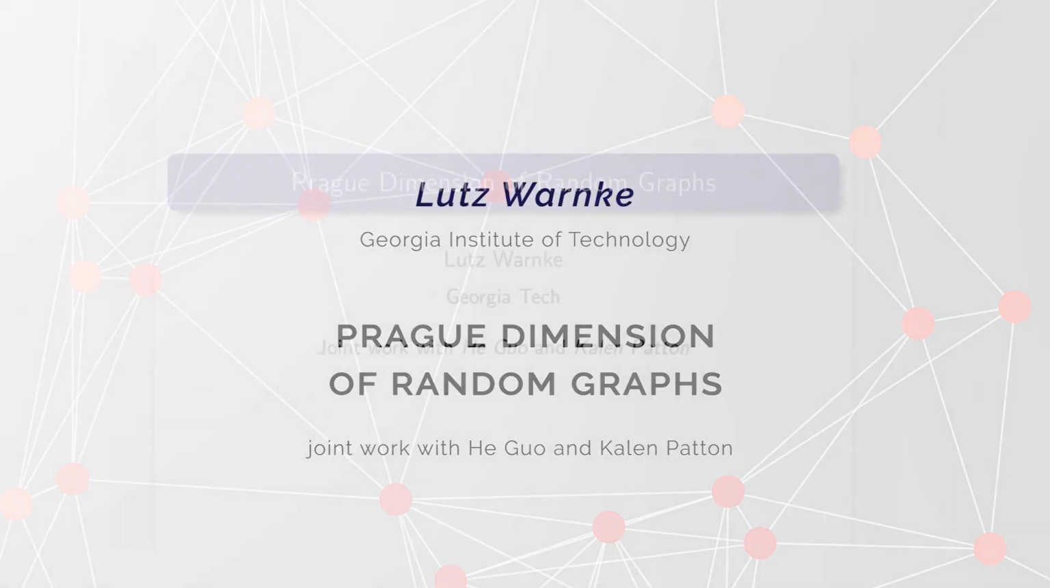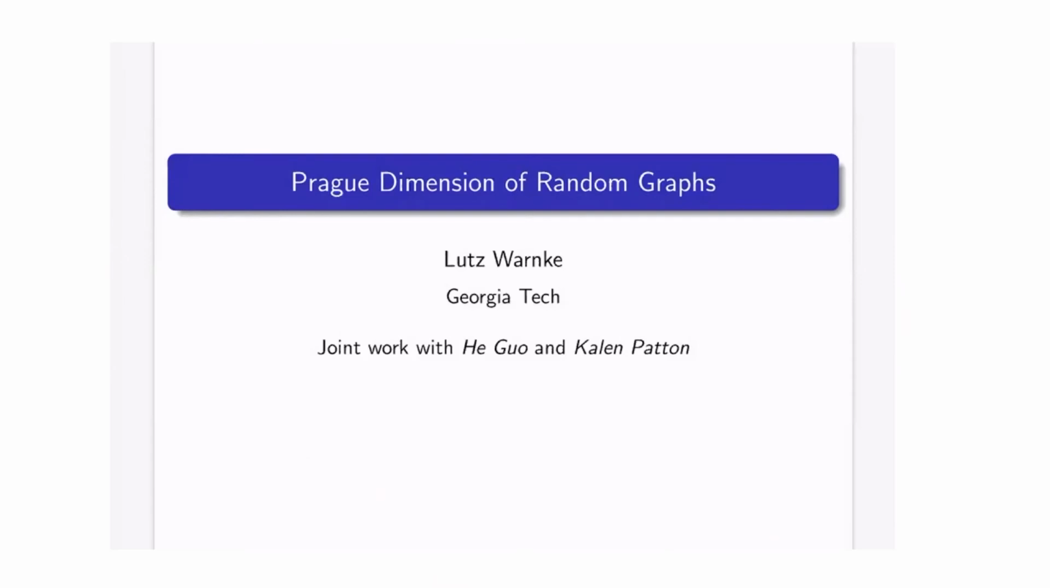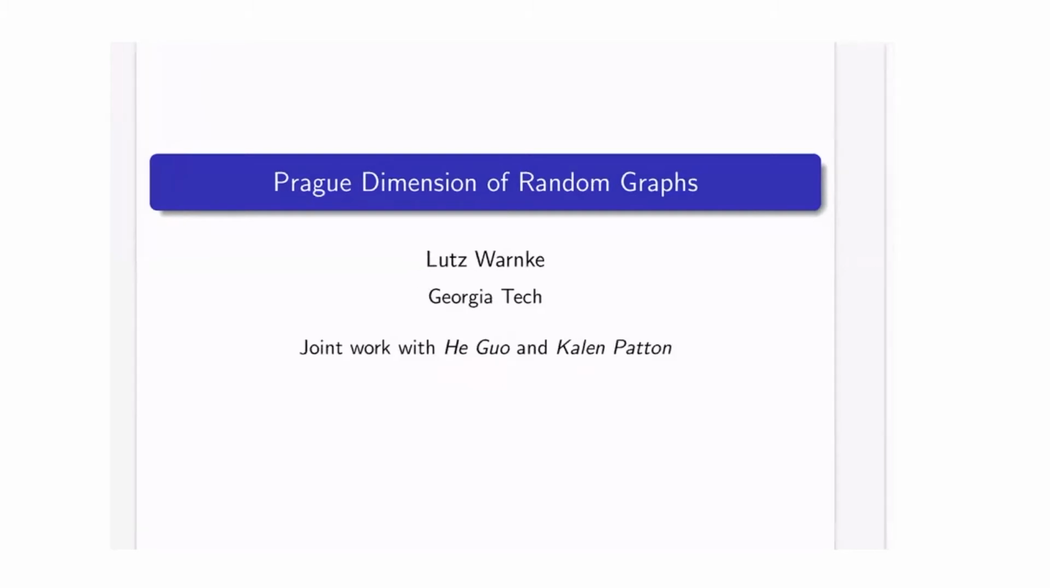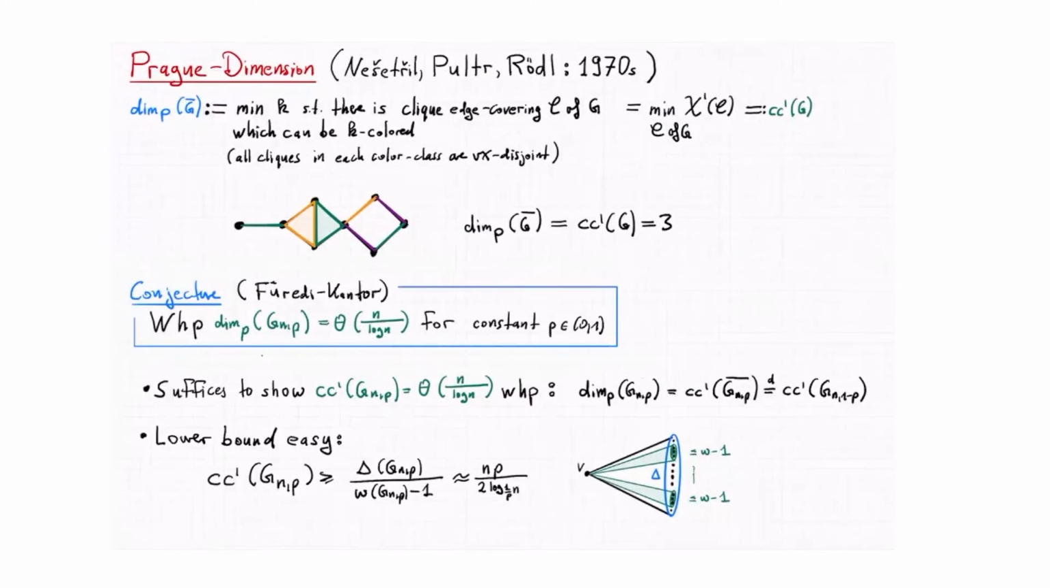So everything we're going to talk about today is joint work with my PhD student Hegor from Georgia Tech and Caleb Patton, who's an undergraduate at Georgia Tech. And the theme of the talk is that we want to study a certain graph theoretic parameter for random graphs. And so here, the parameter that we want to look at is the so-called Prague dimension.